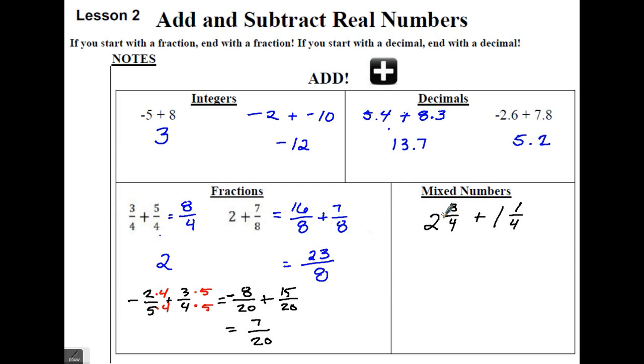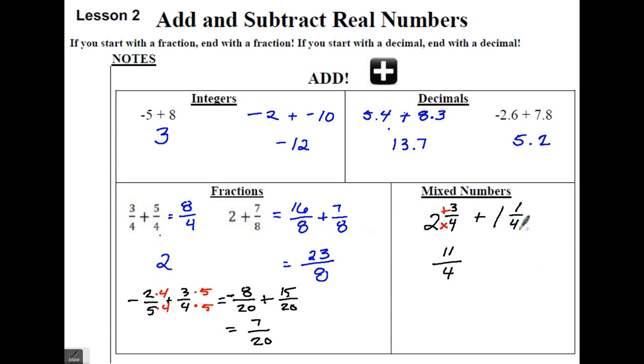Alright, mixed numbers, there's a few ways to do this. The easiest way, I guess, to do this is to change this into a fraction. So the way you do that is you're going to multiply 2 times 4. So you're going to multiply the denominator times the whole number, the 2, and then we're going to add the value of 3. So if I rewrite this, it's going to be 4 on the bottom, and then 4 times 2 is 8, plus 3 is 11.